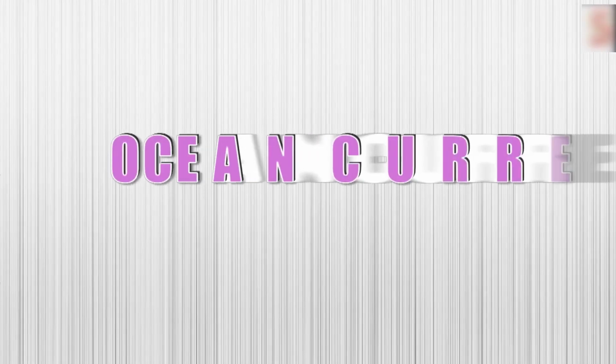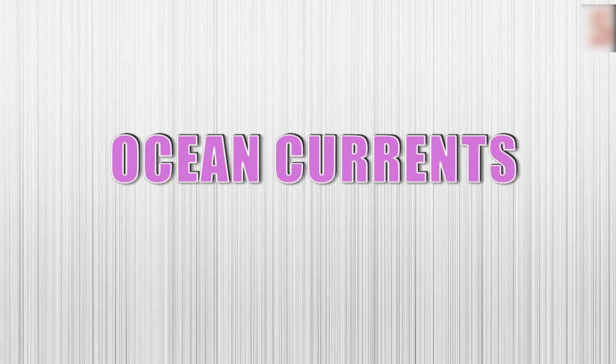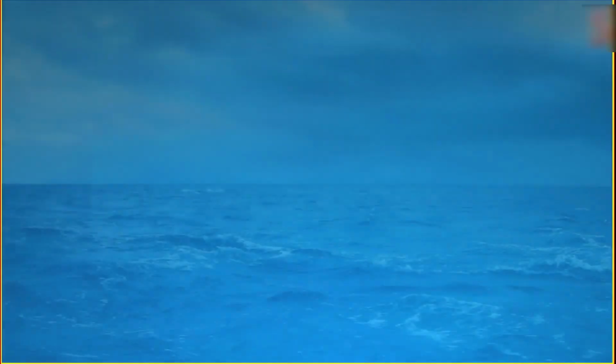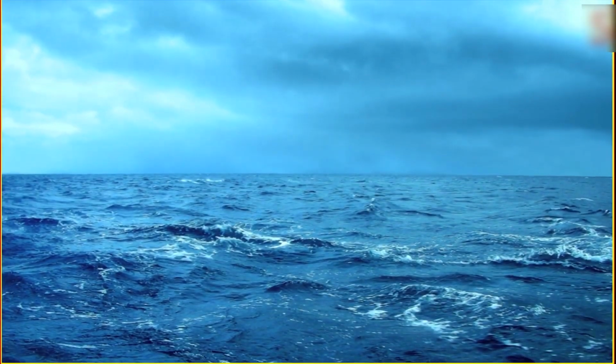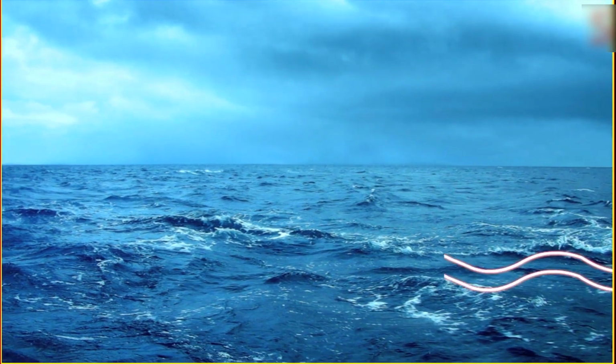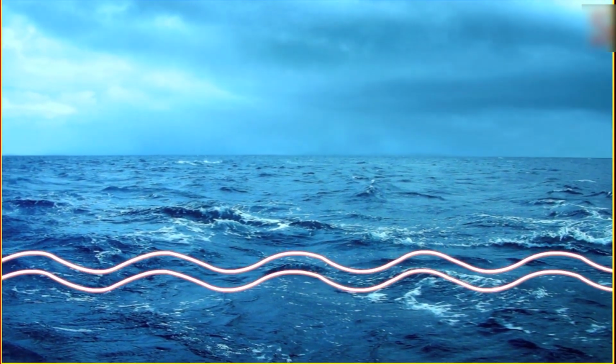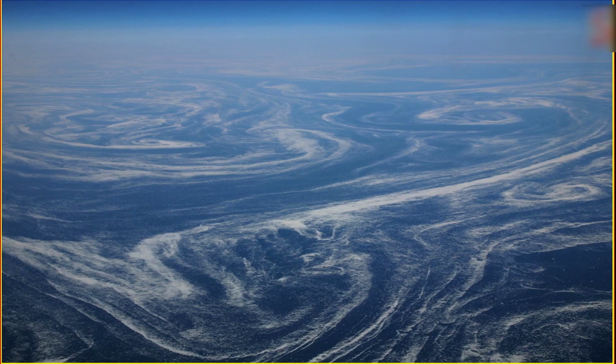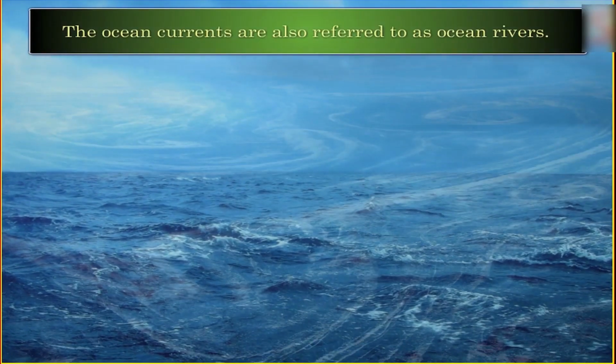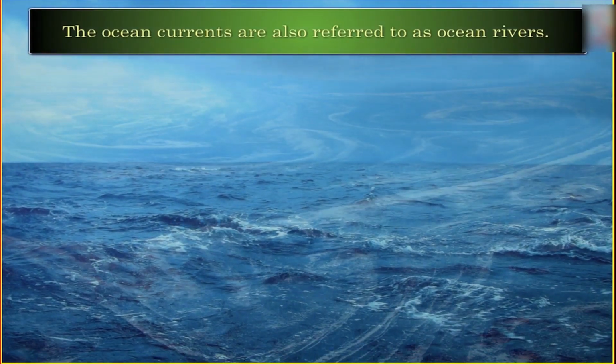Now, let us learn about ocean currents. Students, as we all know, ocean currents are important characteristics in the seas and oceans. The continuous movement of water in a moderately set direction across a great distance can be termed as ocean current. The ocean currents are also referred to as ocean rivers.